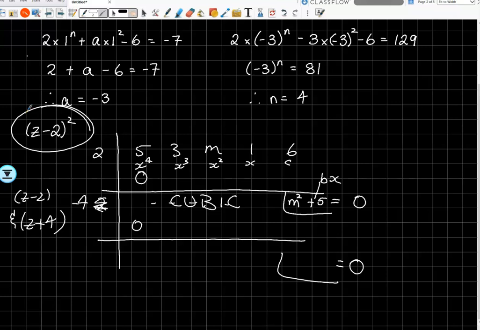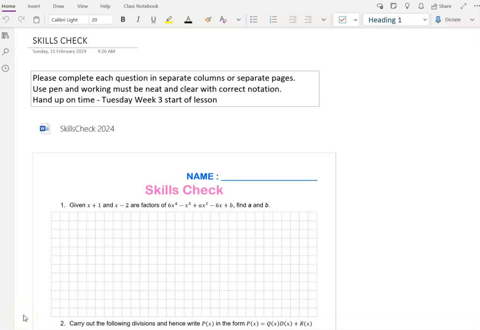So when we talk about playing around, there's a skills check in OneNote that you can have a look at. Please watch here. Please complete each question in separate columns. So question 1 in one column. Question 2, even if you've got space left in that first column, you leave it blank and you go for column number 2. It just makes my marking a lot easier. Some of you want to do one page per question instead of columns. You could do that, but I'm not hunting for the questions.